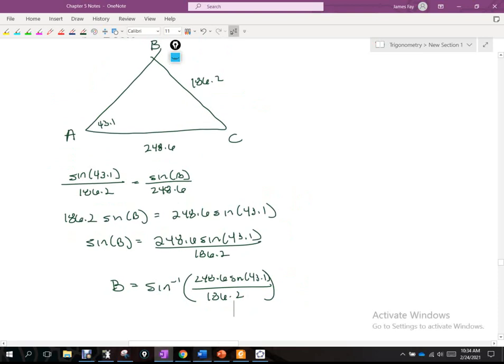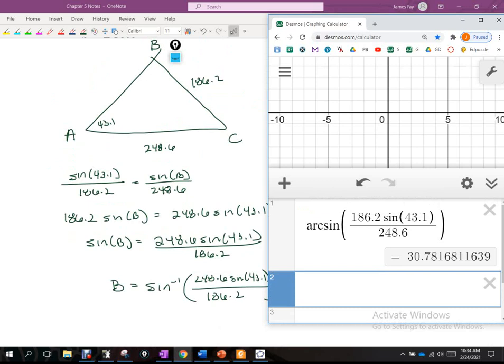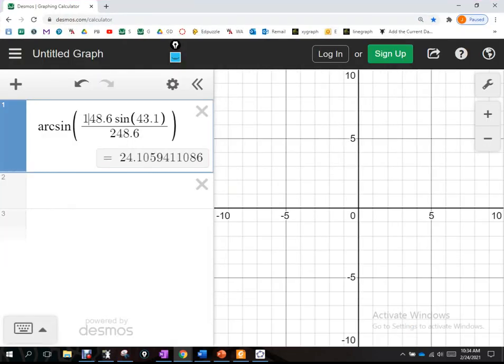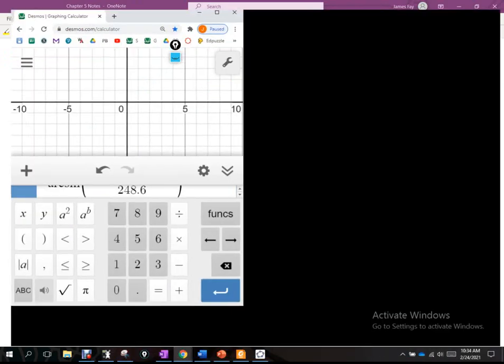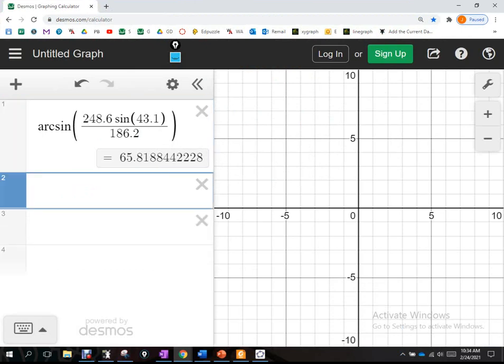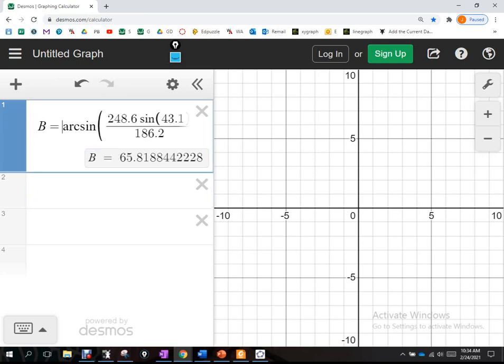But now with this one, so let's go ahead and correct this. So it'd be 248.6 up top, and the 186.2 on the bottom. All right. So we're getting an angle that could be 65.8188, right? Okay. And that's what I like about using Desmos, because I can now say, well, I'm going to call that angle B. Okay. So here's what we need to do next.